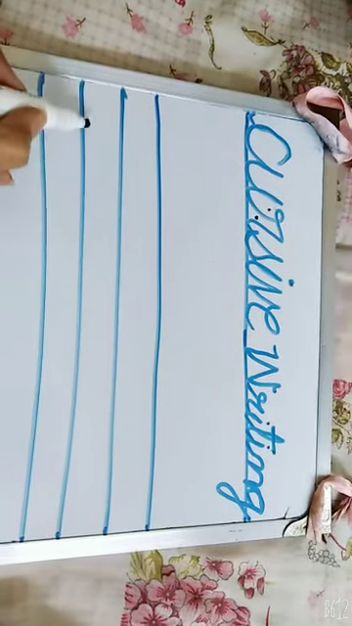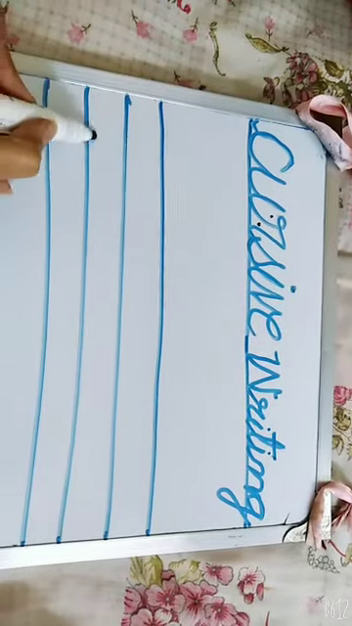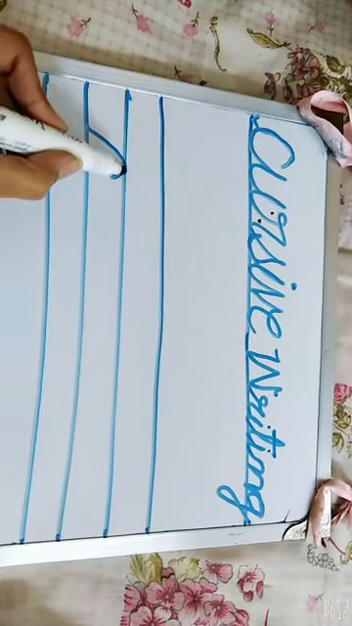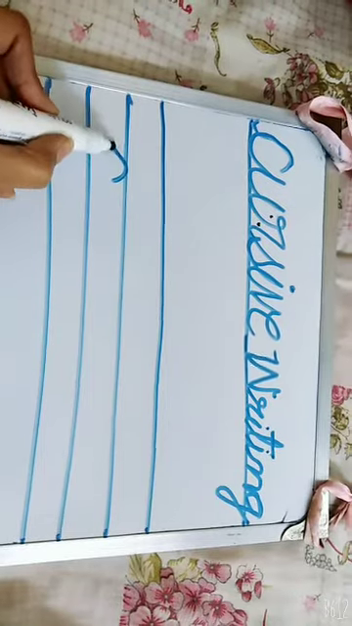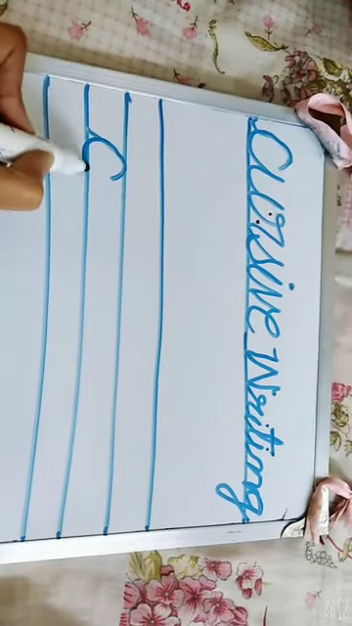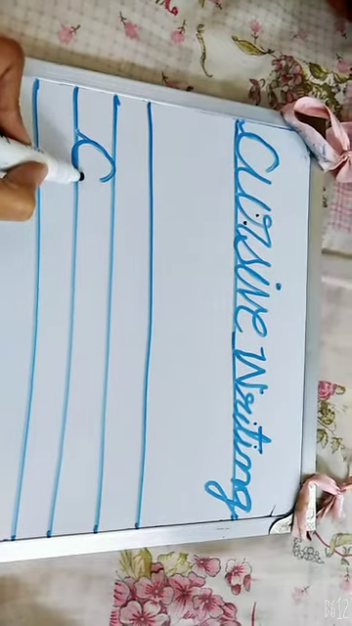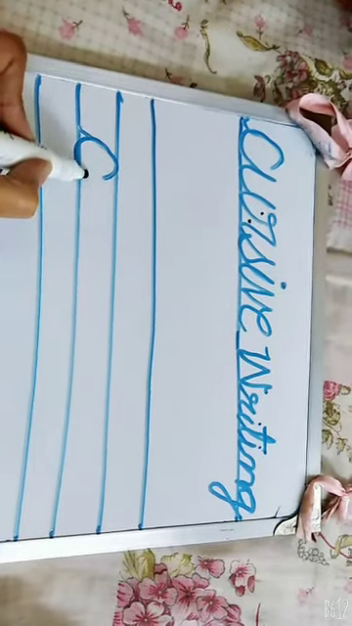Put your marker on the third line. Diagonal, move your marker upward on the second line. Make a curve like this. Now come back to the third line. Now you can see this shape is just like the letter C. Now complete this circle.